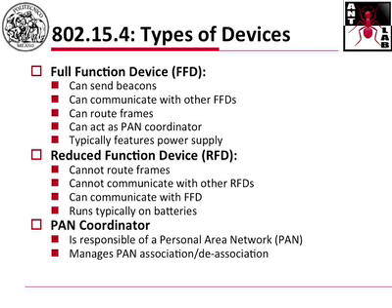And then we have the full function devices, which are the ones which are allowed to be operated as routers, so which are allowed to route frames, so which are allowed to receive traffic from other full function devices or from other reduced function devices and route these frames according to the specific routing protocol. So they are actually able to run routing protocols. They're the only ones which can act as PAN coordinator. So a PAN coordinator cannot be a reduced function device, it can only be a full function device.